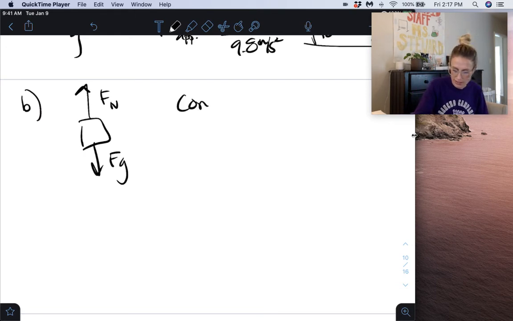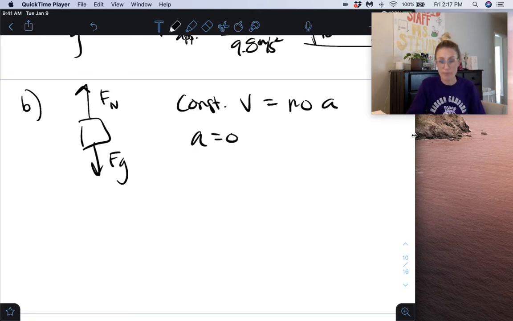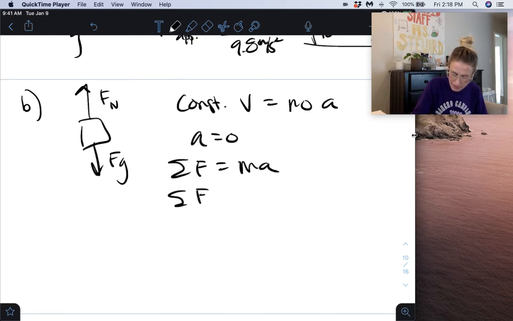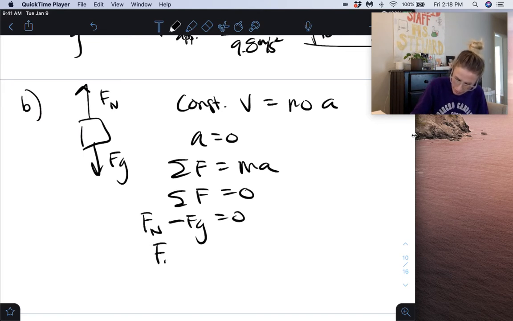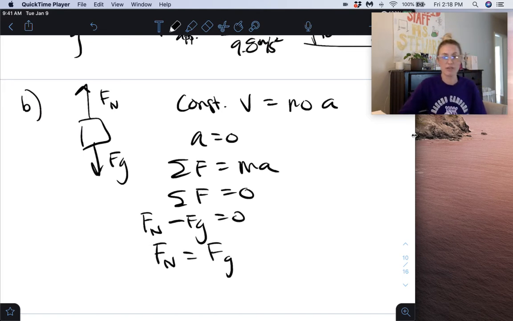But remember, constant velocity equals no acceleration. So since acceleration equals 0, the forces are balanced, because we know net force is equal to mass times acceleration. So here net force equals 0. Because of that, the normal force, if I'm still calling up positive, minus the force of gravity equals 0, and therefore normal force is equal to the force of gravity. Because those are equal, the scale reading will just equal the mass of the person, so it'll be a mass of 70 kilograms.